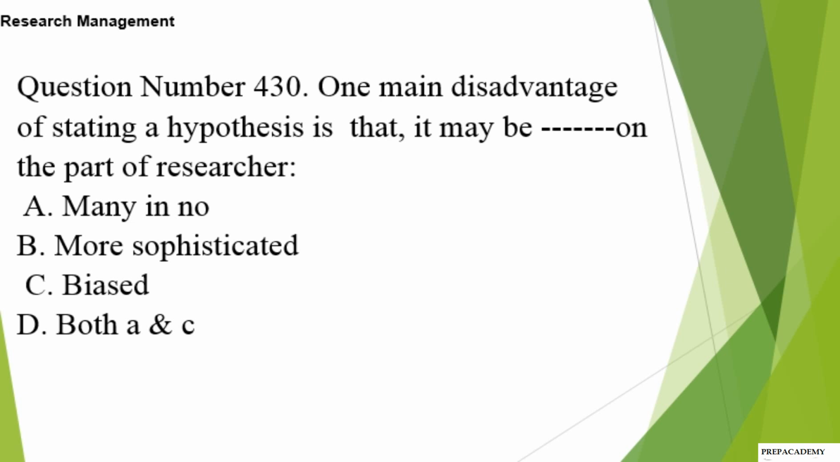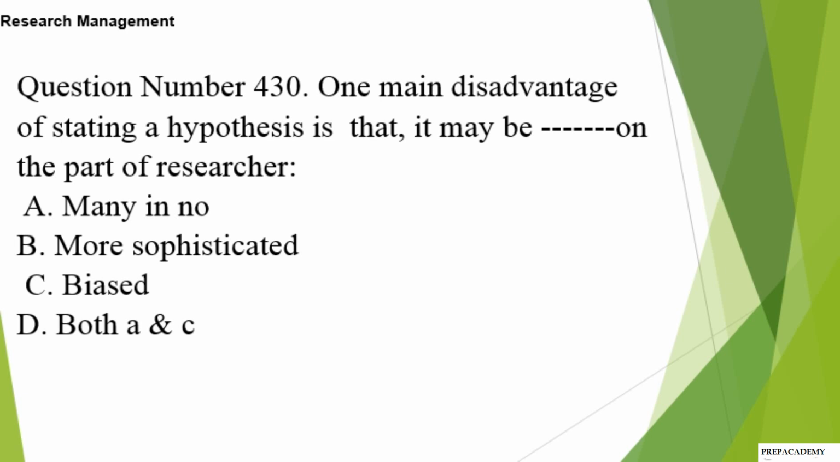Question number 430. One main disadvantage of stating a hypothesis is that it may be on the part of the researcher A. Many in know, B. More sophisticated, C. Biased, D. Both A and C. The correct answer is option C.